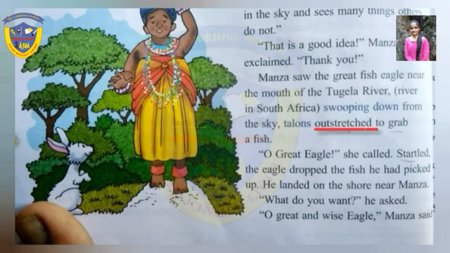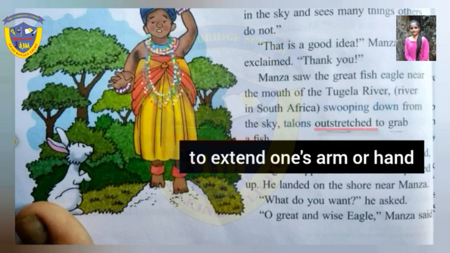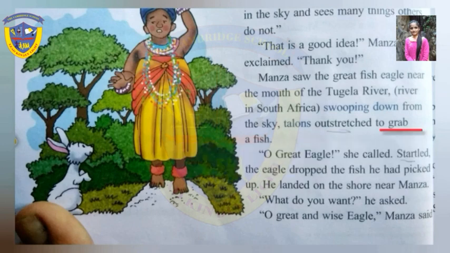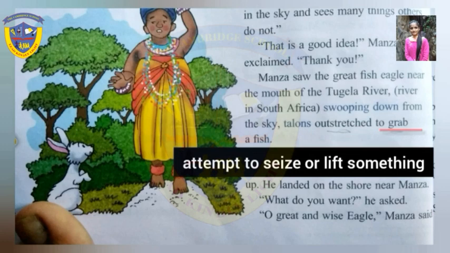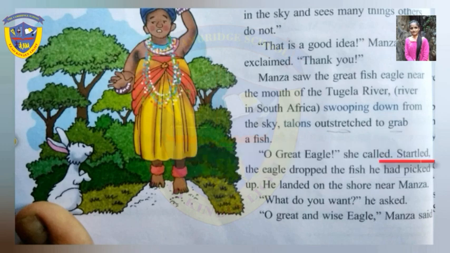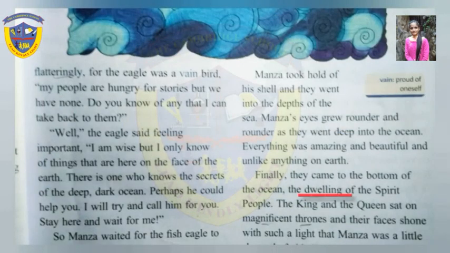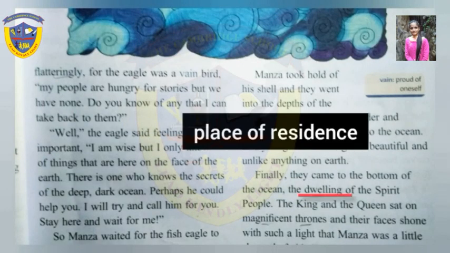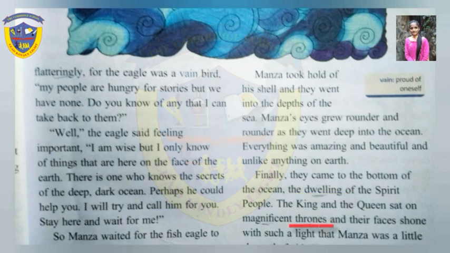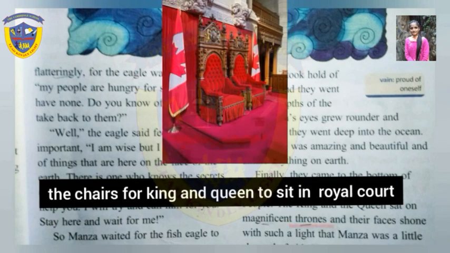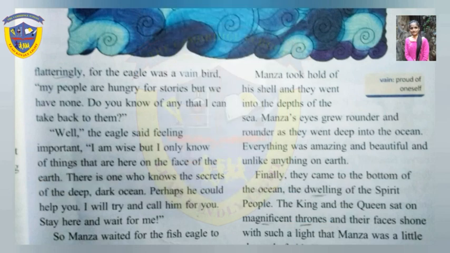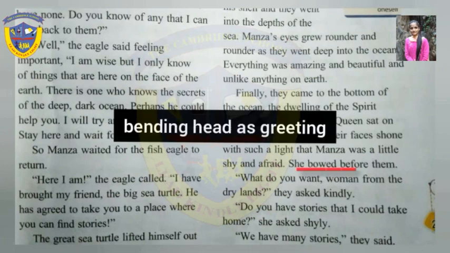Next, outstretched means to extend one's arm or hand. Grab means attempt to seize or lift something. Startled means feeling sudden shock. Next, dwelling means place of residence, where we live, means house. Thrones are the chairs for king and queen to sit in royal court, as you can see in the picture. Bowed means bending head as greeting in someone's respect.